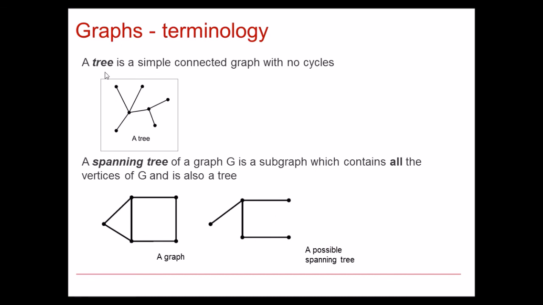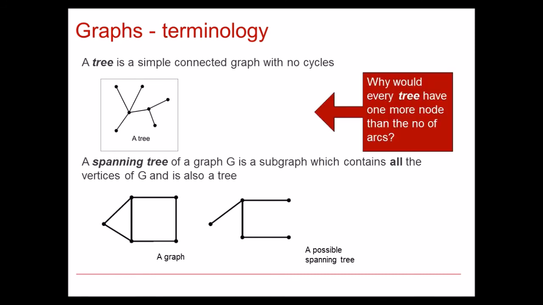A tree is a simple connected graph with no cycles. For example, this one here. A spanning tree of a graph G is a subgraph which contains all the vertices or nodes of G and is also a tree. For example, here we have a graph, and by taking out 2 arcs, we manage to find a possible spanning tree. Note that every tree will have one more node than the number of arcs, as it is connected. But there are no unnecessary arcs used because there are no cycles or loops.